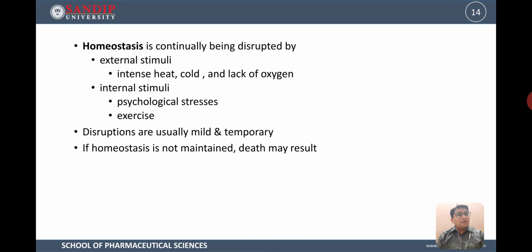That is why, if your homeostasis is not maintained, there may be a chance the patient may die, and that's why homeostasis is a major step for human beings. So keep in mind, my dear students, homeostasis is controlled with the help of the nervous system and the endocrine system. So what is the solution?